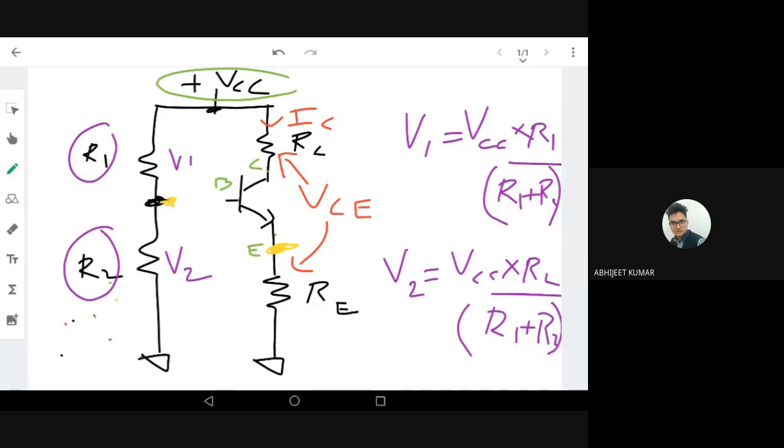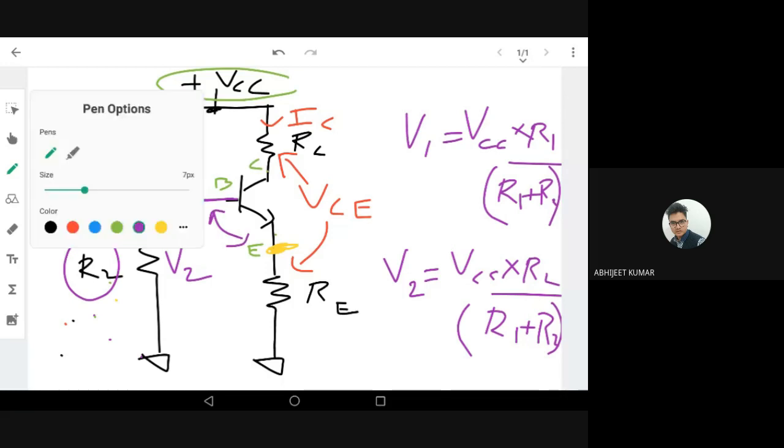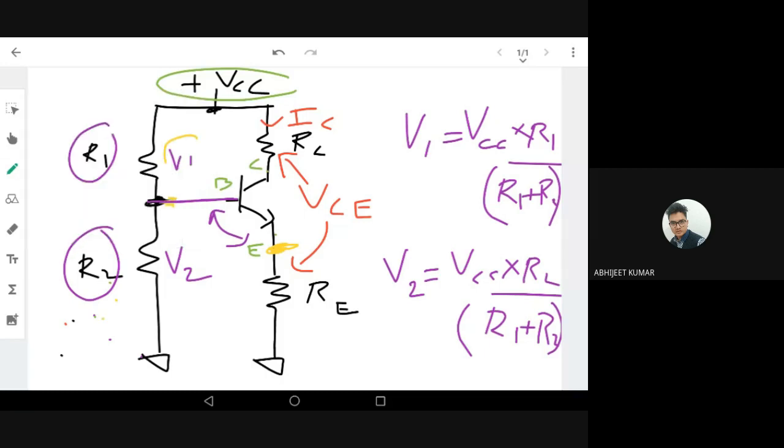Okay, so in the viva, I asked some students, if V1 and V2 are the voltage drops across R1 and R2, which voltage is going to the input of the transistor? That means between the base and this point. A lot of students answered V1. V1 is going to the input of the transistor. That is a conceptual mistake.